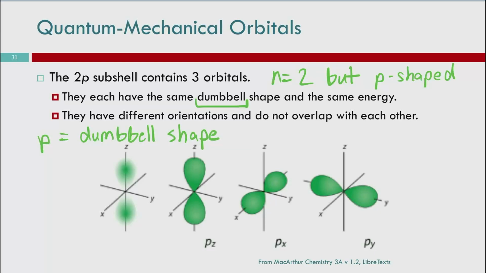Again, you don't have to know those subdesignations. You should know that P is dumbbell shaped. You should know that P has 3 orbitals. And each of those shapes has the same energy. So those are our P, or 2p orbitals.